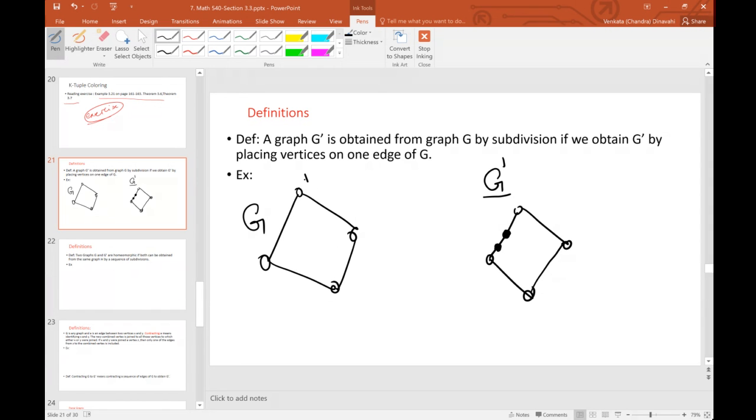That means this graph has 1, 2, 3, 4 vertices and 4 edges, whereas this graph has 6 edges and 6 vertices. So I got this G prime by placing some vertices on one edge. So you will call this G prime a subdivision of G. That is the meaning of this. So hope you understood that. You are placing some vertices on one of the edges. It's as simple as that.